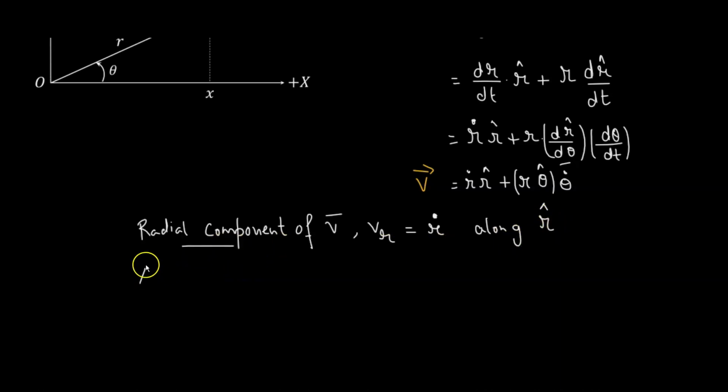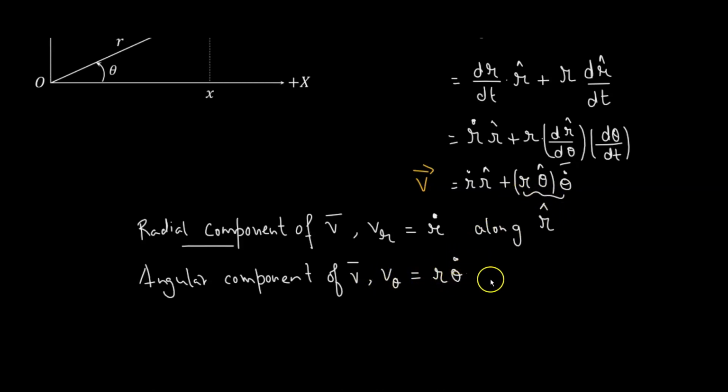Then we have the angular component. The angular component of velocity vector v will be v_theta, which is equal to this second part, which is r times theta dot, and this will be directed along theta cap. So we have the radial as well as the angular component.